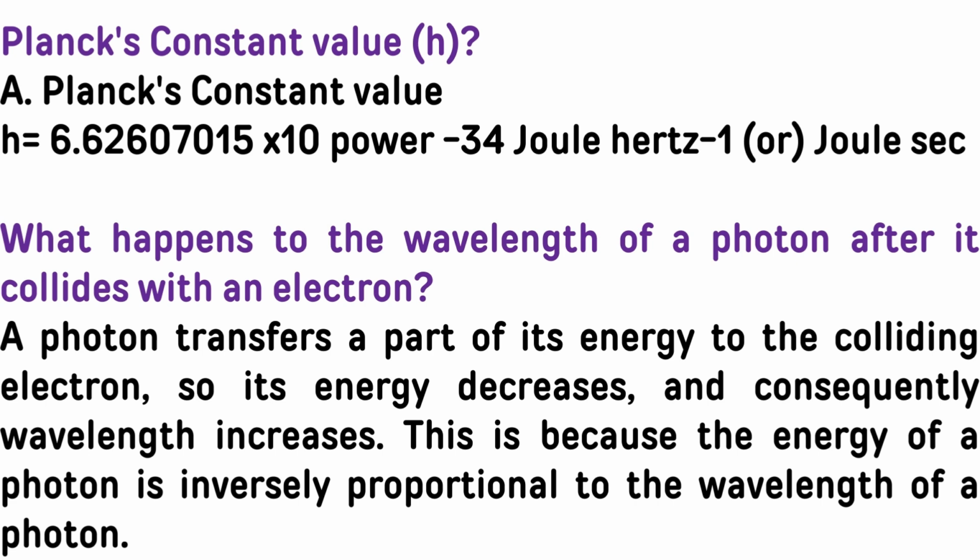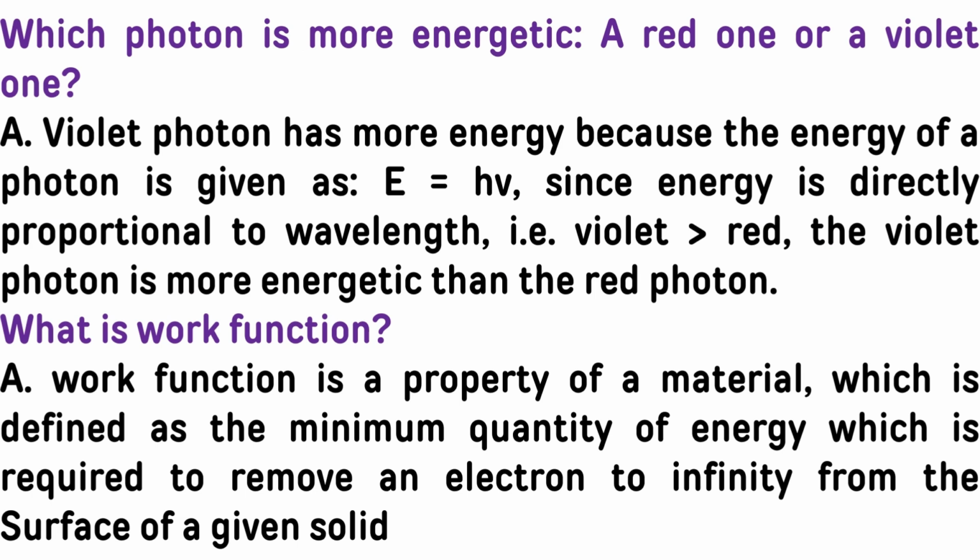Which photon is more energetic, a red one or a violet one? A violet photon has more energy because the energy of a photon is given by E equals h nu. Since energy is directly proportional to frequency, and violet is greater than red, the violet photon is more energetic than the red photon.